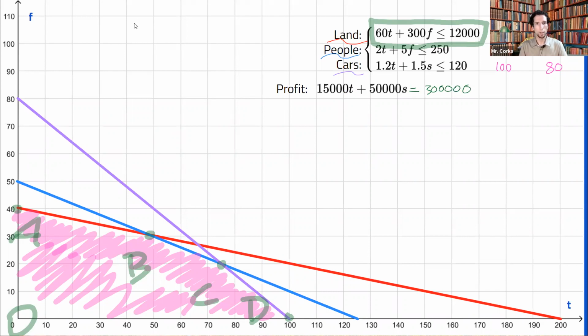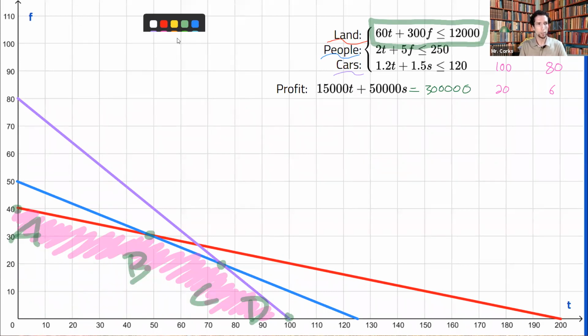So 300,000. If we did that one, what would our T-intercept be? 20. Seeing the problem already. What about our F-intercept? 6. It's too small. That is much, much too small. I'll put that on here just for fun so we can see it. 20 and 6, so like there. So that tiny little thing down in the corner.